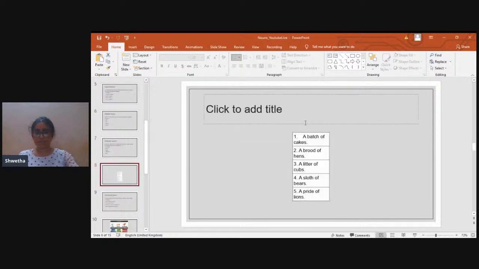Let's look at some more examples. I'm talking about a batch of cakes, a brood of hens, a litter of cubs, so on and so forth. A sloth of bears, a pride of lions. Now, what does the word sloth mean here? You do know that there is a very adorable animal called a sloth. But a group of bears is also called a sloth or sleuth. A sleuth of bears. Isn't that fascinating?